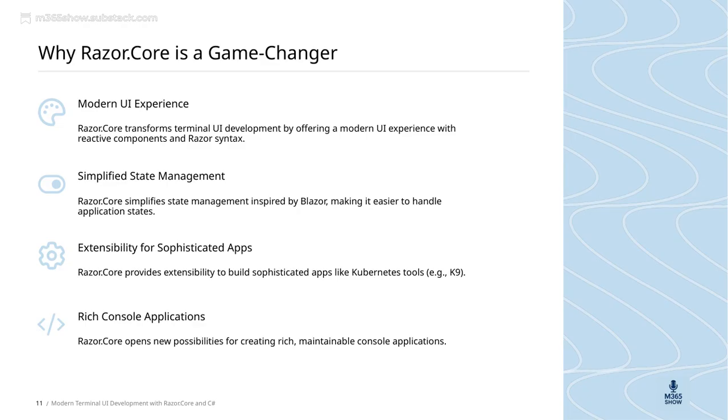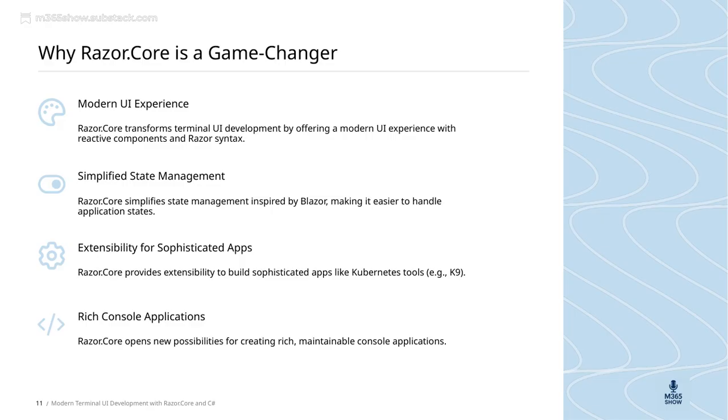With it, we can develop more sophisticated and interactive tools directly in the terminal. For example, it enables the building of complex applications like Kubernetes management tools, similar to K9s, which require advanced UI features and extensibility. Speaking of extensibility, Razor Core makes it easier to add custom features and grow your application as needed. It's inspired by Blazor's approach to state management, so handling application states becomes much simpler and more intuitive.